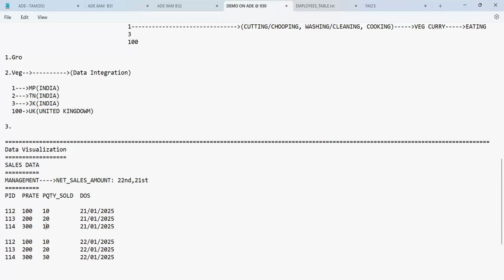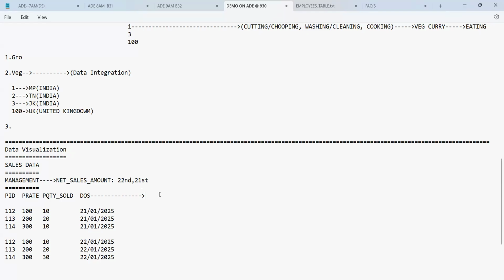Okay, now let's try to see how the data moves on. First of all, guys, to find out the net sales amount, we don't require product ID wise. Can you see it? Product ID wise, we are not taking the net sales amount, but instead you have to take the rate, quantity sold, and date of sales. Date of sales is needed here.